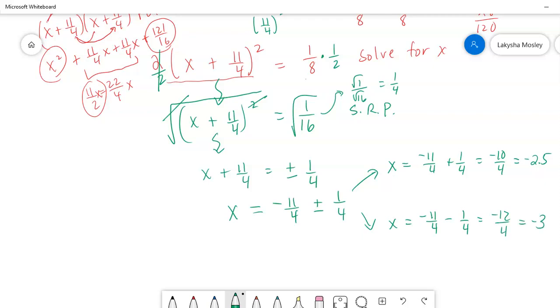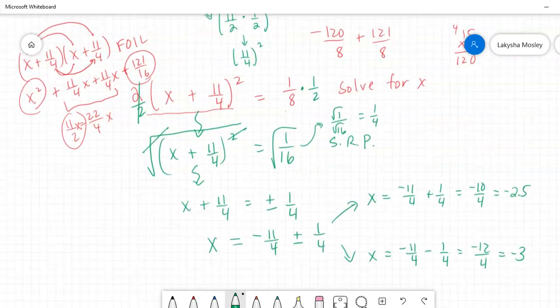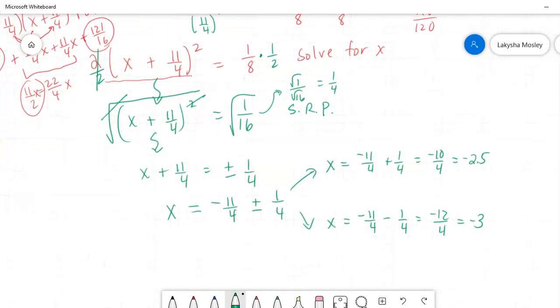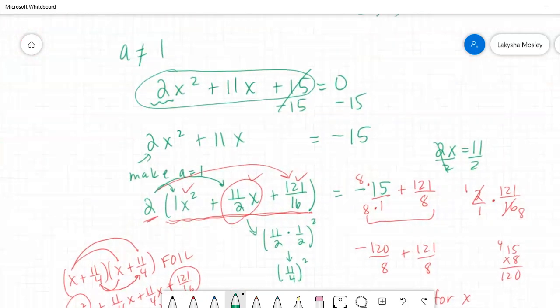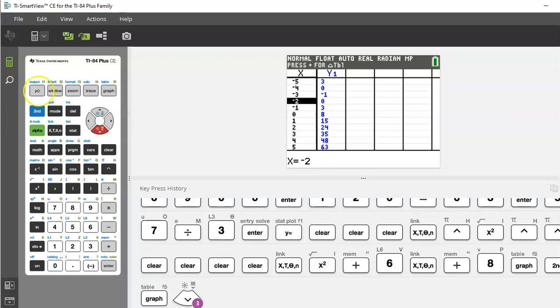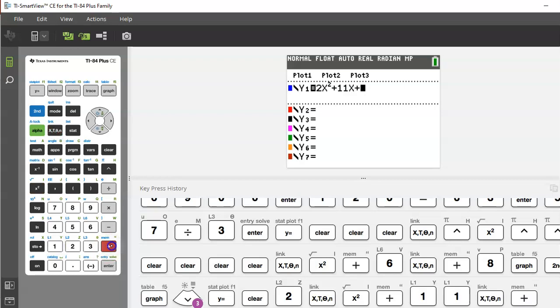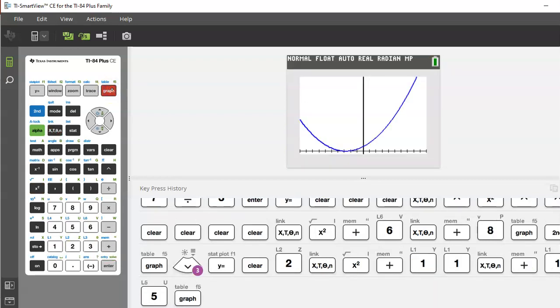Okay, so again, these are my two x-intercepts, and if you want to check it, you go back to the original problem, which is this guy right here, and then we graph it, and let's see if those are my x-intercepts. I hope I did that right. Yeah, I did. So I'm going to go back to y equals, clear this out, and do 2x squared plus 11x plus 15. Graph.